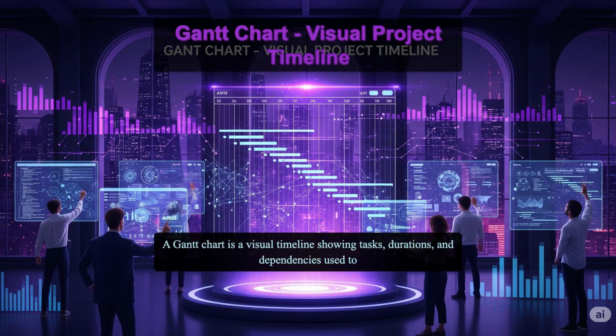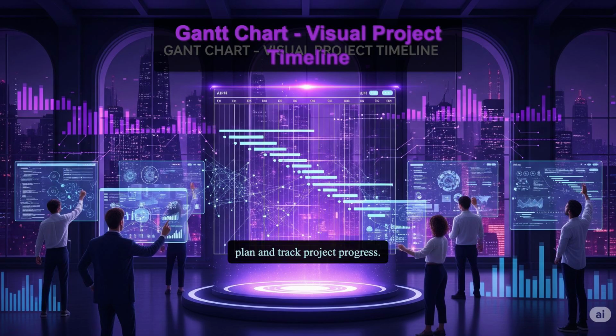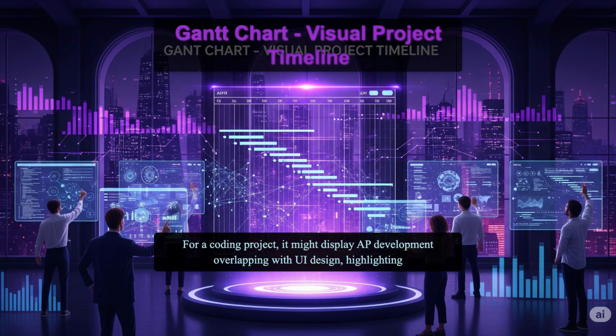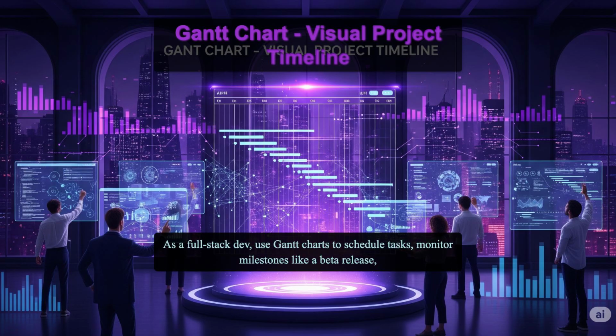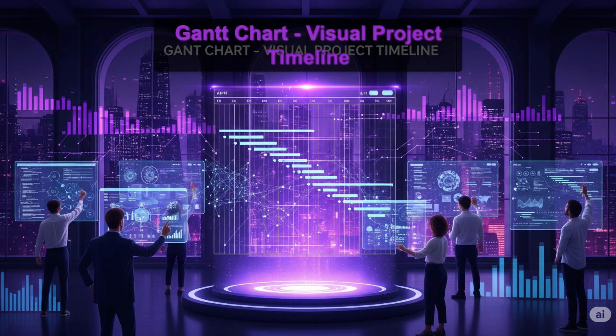A Gantt chart is a visual timeline showing tasks, durations, and dependencies used to plan and track project progress. For a coding project, it might display API development overlapping with UI design, highlighting the critical path. Visualize a bar chart mapping your project's journey. As a full-stack dev, use Gantt charts to schedule tasks, monitor milestones like a beta release, and communicate timelines to stakeholders, ensuring everyone sees the big picture and stays aligned.